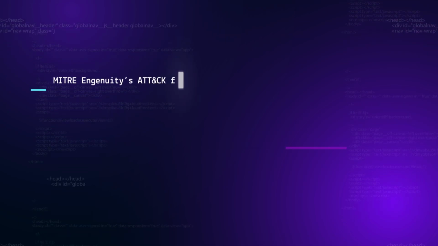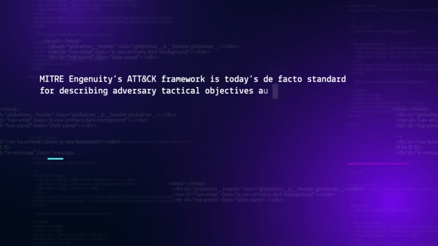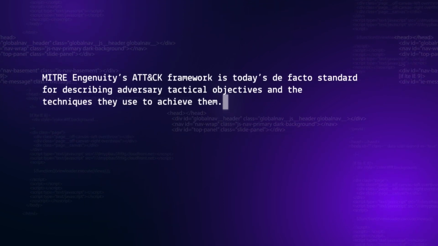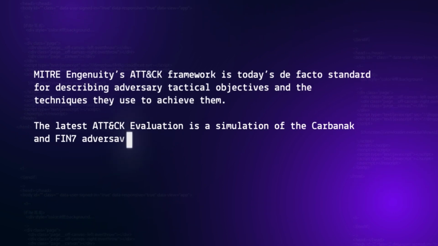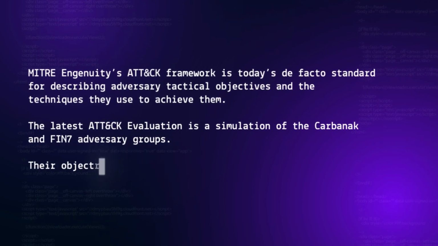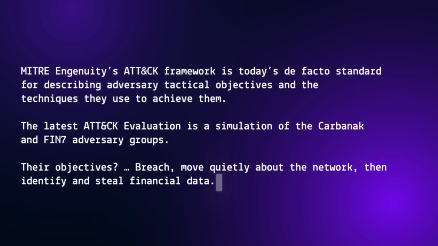MITRE Engenuity's ATT&CK framework is today's de facto standard for describing adversary tactical objectives and the techniques they use to achieve them. The latest ATT&CK evaluation is a simulation of the Carbanak and FIN7 adversary groups. Their objectives? Breach, move quietly about the network, then identify and steal financial data.